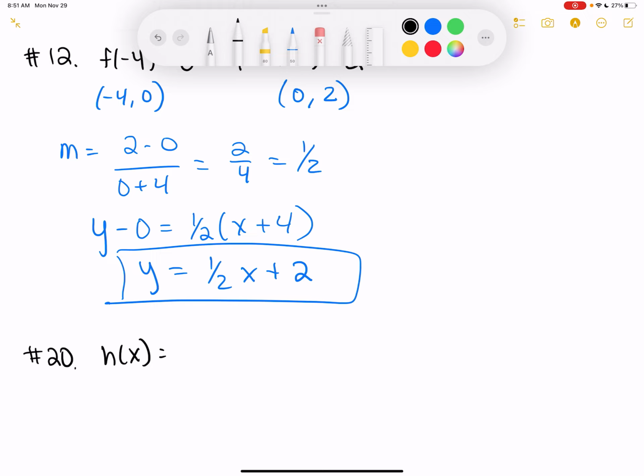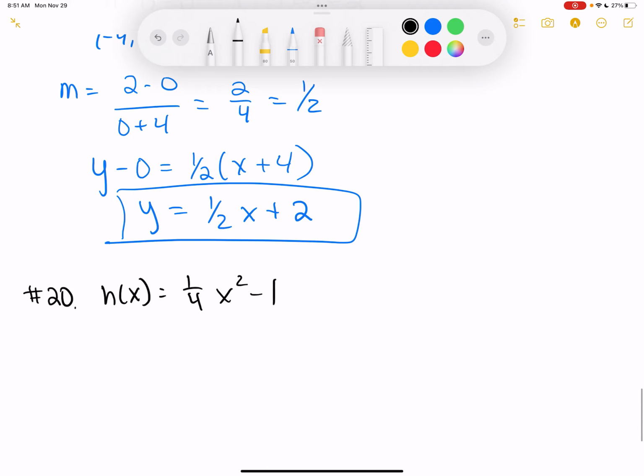All right. h of x is equal to 1/4 x squared minus 1. So I want to know how this is shifted in comparison to y is equal to x squared. So what is happening here? Down 1. Okay, hold on. y equals x squared. Compressed. I see.